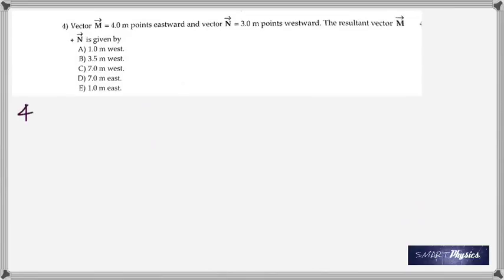Number 4, vector m is 4 meter and points eastward. Vector n, 3 meter, points westward. The resultant vector m plus n.